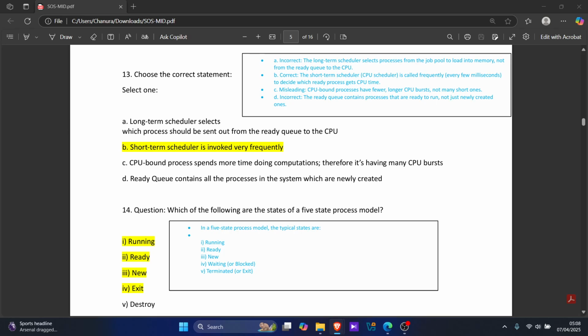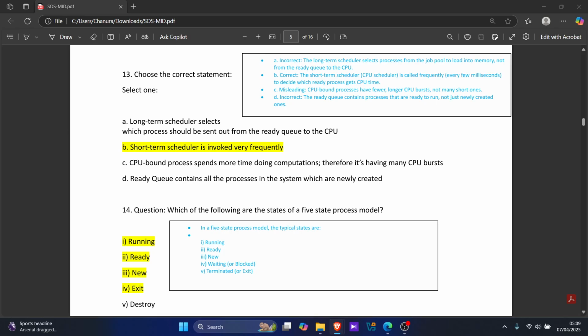So reviewing, A is wrong because it's the short-term scheduler that sends to CPU, not long-term. B is correct. C is wrong because CPU bound have longer bursts, not many. D is wrong because the ready queue isn't for all new processes. Therefore, the correct answer should be B and C. Wait.